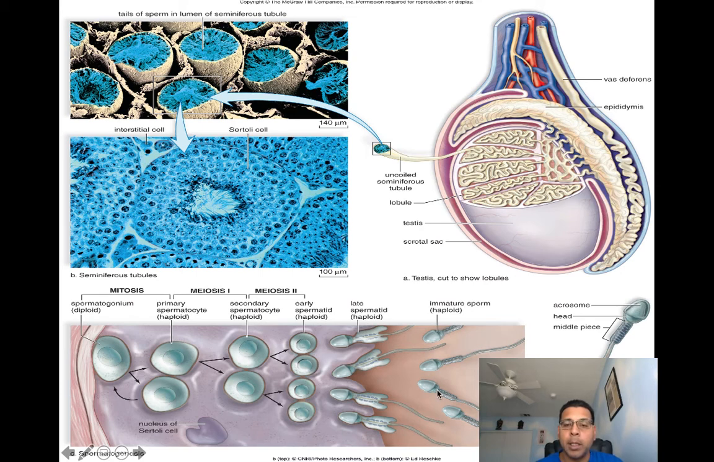And here we can see the immature sperm will make their way into the epididymis, where then they will mature and then take off into the vas deferens as soon as ejaculation occurs.